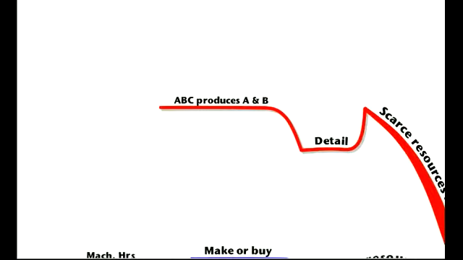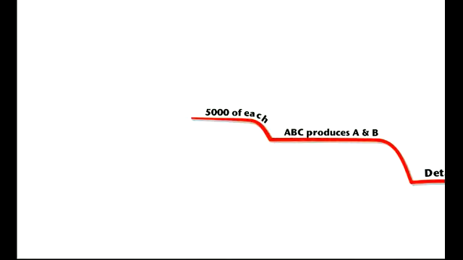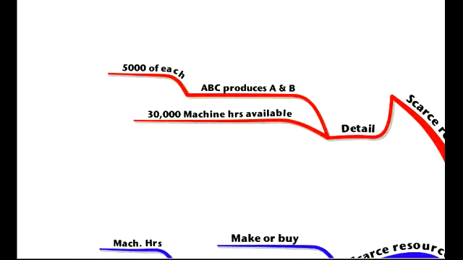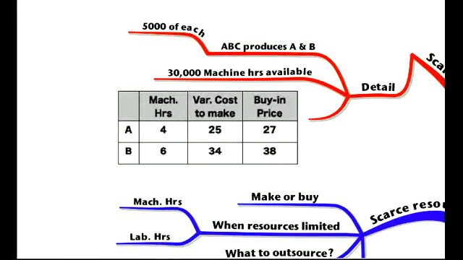So our illustration is that we have A and B as our two products. We produce 5,000 of each, but we only have 30,000 machine hours available. The details are that A takes 4 machine hours to produce, B takes 6. A costs £25 to make and £34 for B. But to buy A in will cost £27 and to buy B in will cost £38.